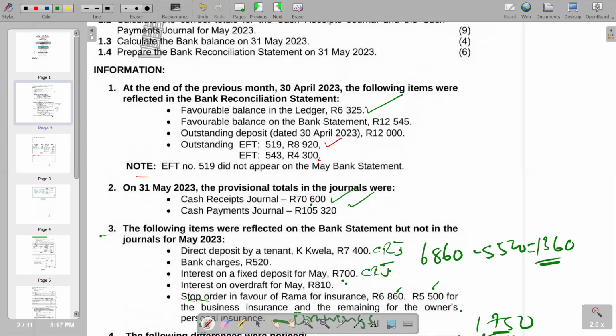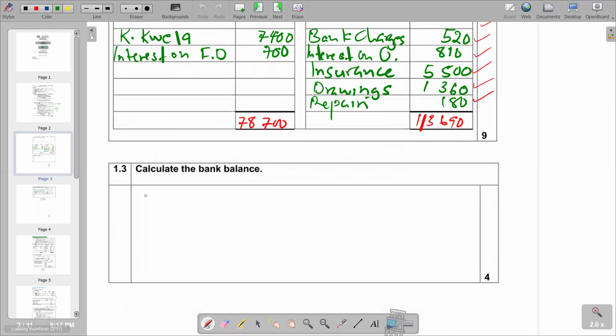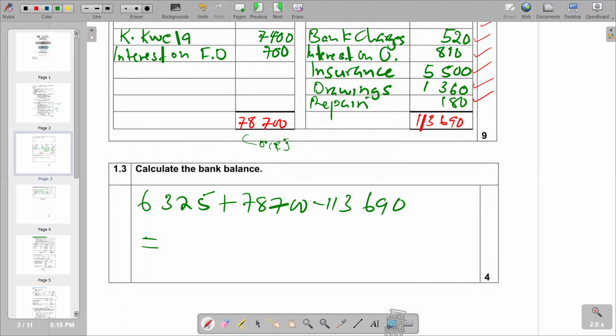So that was the previous month's balance, and then we adjust it with the totals of the journals that we got. So we say 6,325. And then for the receipt journal, the CRJ, which is supposed to be positive, we say plus 78,700. And then other payments, we're supposed to subtract, 113,790. So we calculate it like that, and if we calculate it correctly, we are going to get 28,665. So this is going to be the bank balance.